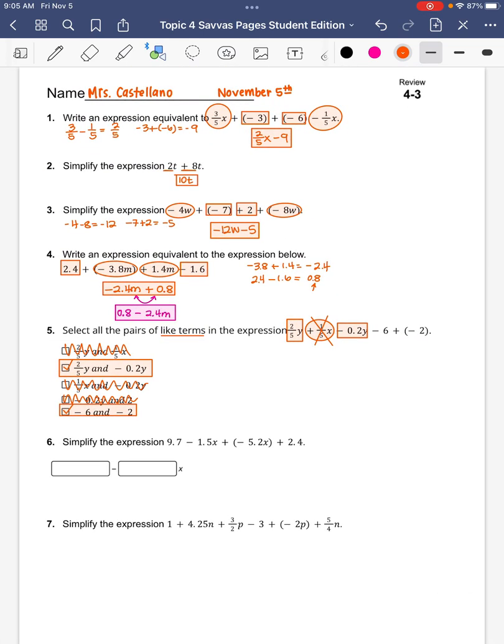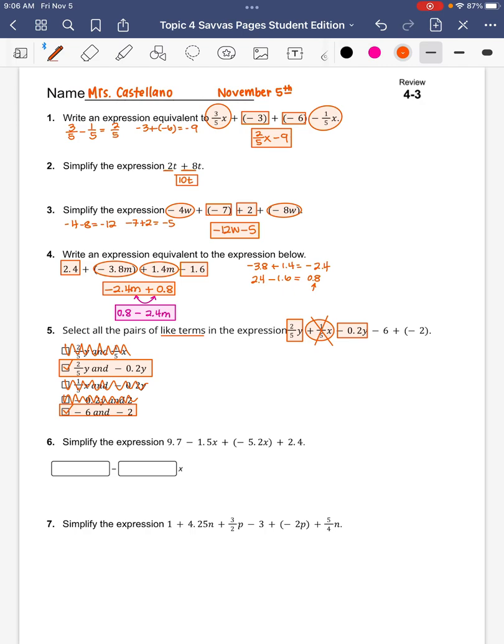Okay, moving on to number 6. Simplify the expression 9.7 minus 1.5x plus negative 5.2x plus 2.4. Okay, so we are given this box to record our answer in. So I want you to notice that the term that's attached to x needs to come second, and the term that is not attached to a variable is going to come first. So because Savvas is providing this specific answer box, we're going to start with our plain old decimal numbers, the one that is not attached to an x.